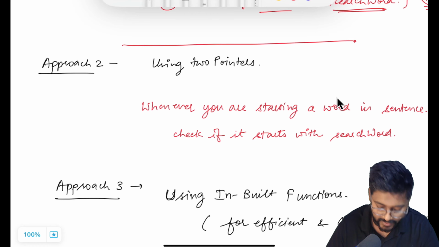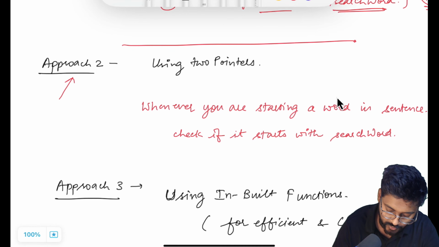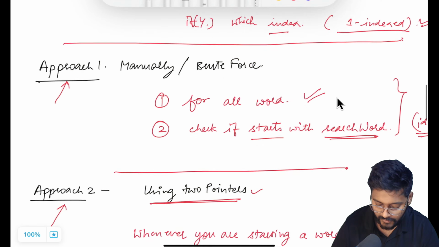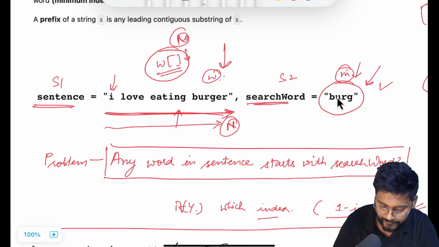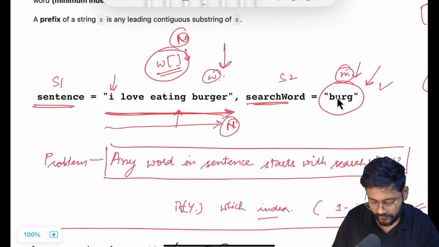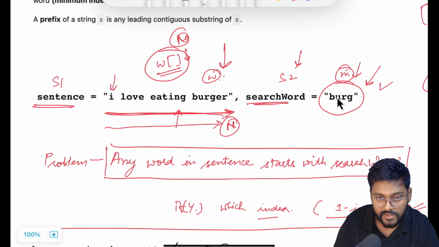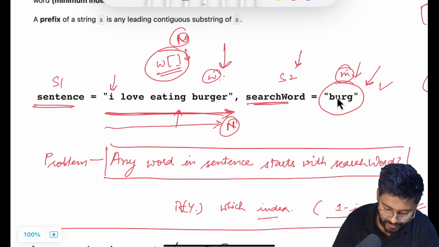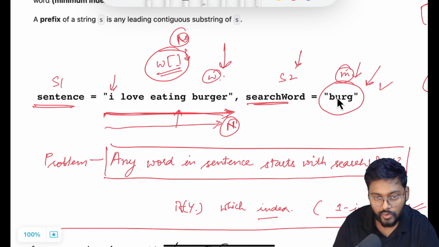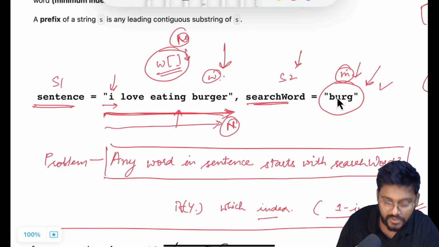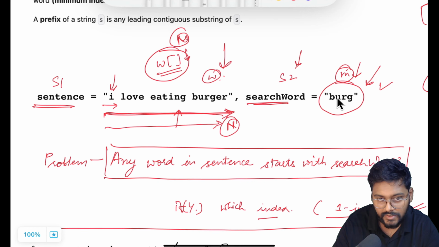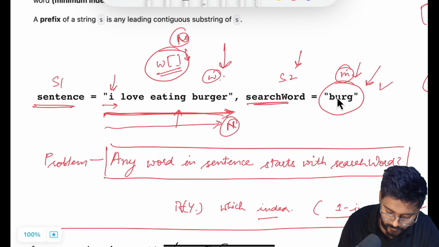Now let's have a look at the second approach. In the second approach, we are going to use the 2 pointers technique. In the first approach, I iterated over the sentence and extracted every single word into the word array. But we just have to compare the current word with the search word, whether the search word is the prefix or not. So we can do that while doing the iteration itself. There is no need to store it in a different data structure. So when I'm on the first word, I will just compare it with the search word. If it is matching, then return the index. Otherwise, try to move to the second word.